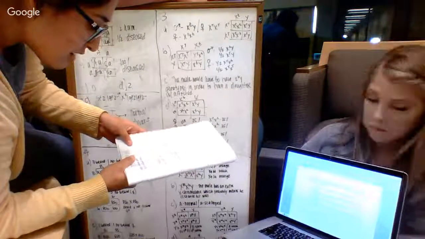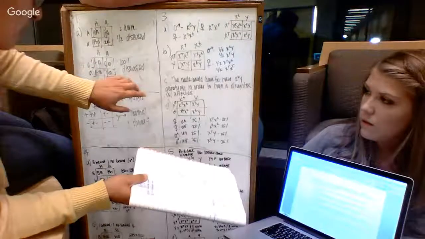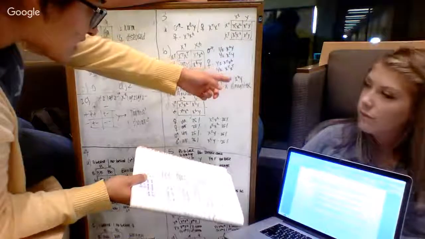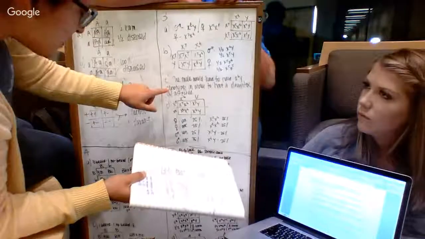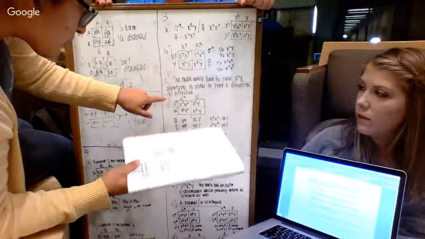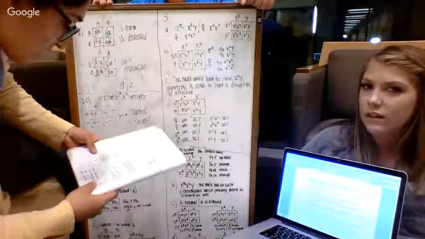Sorry. For D, so yeah, for C, the male would have to have X with the disease allele in order to have a daughter who has the disease.